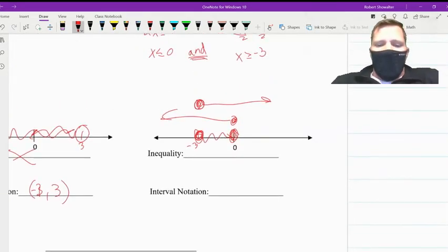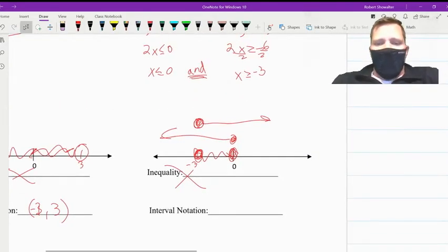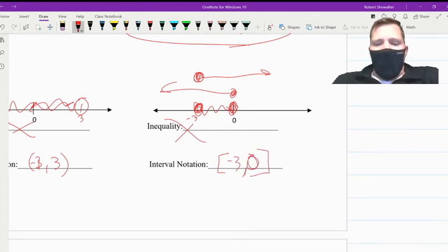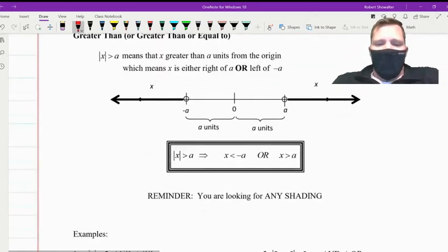Okay? We're going to skip writing the inequality because we have it up there with the word and in between. Interval notation is going to be a closed bracket, negative 3, and then a square bracket, 0. Squeezed in between, and we have filled in circles.